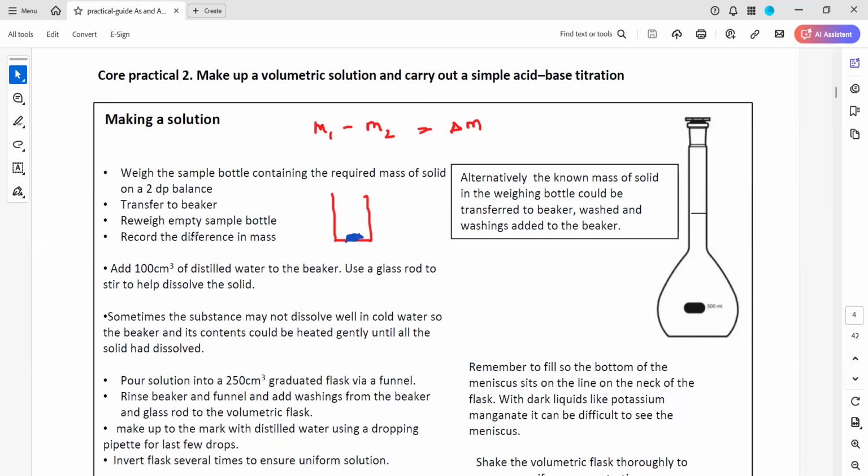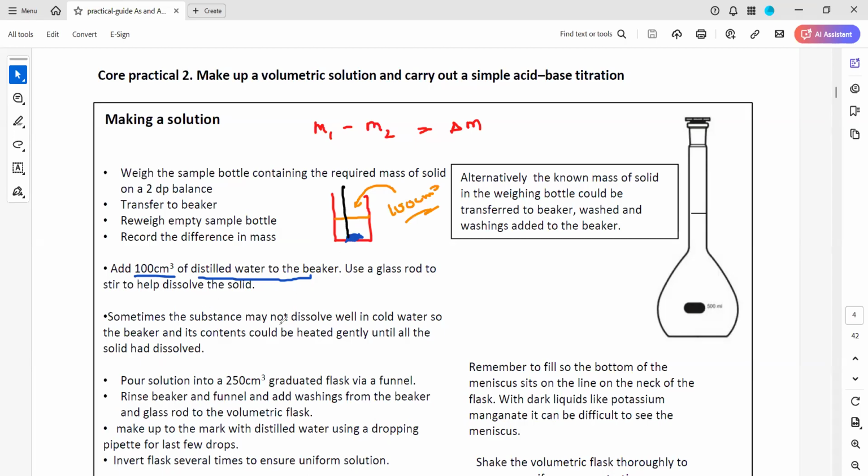Now we transfer that into a beaker, then add 100 cm cubed of deionized or distilled water. If we have a 250 cm cubed volumetric flask, we don't add 250 cm cubed, we just add 100 cm cubed, so less than the volume of the flask. Use a glass rod to stir, which helps in dissolving.